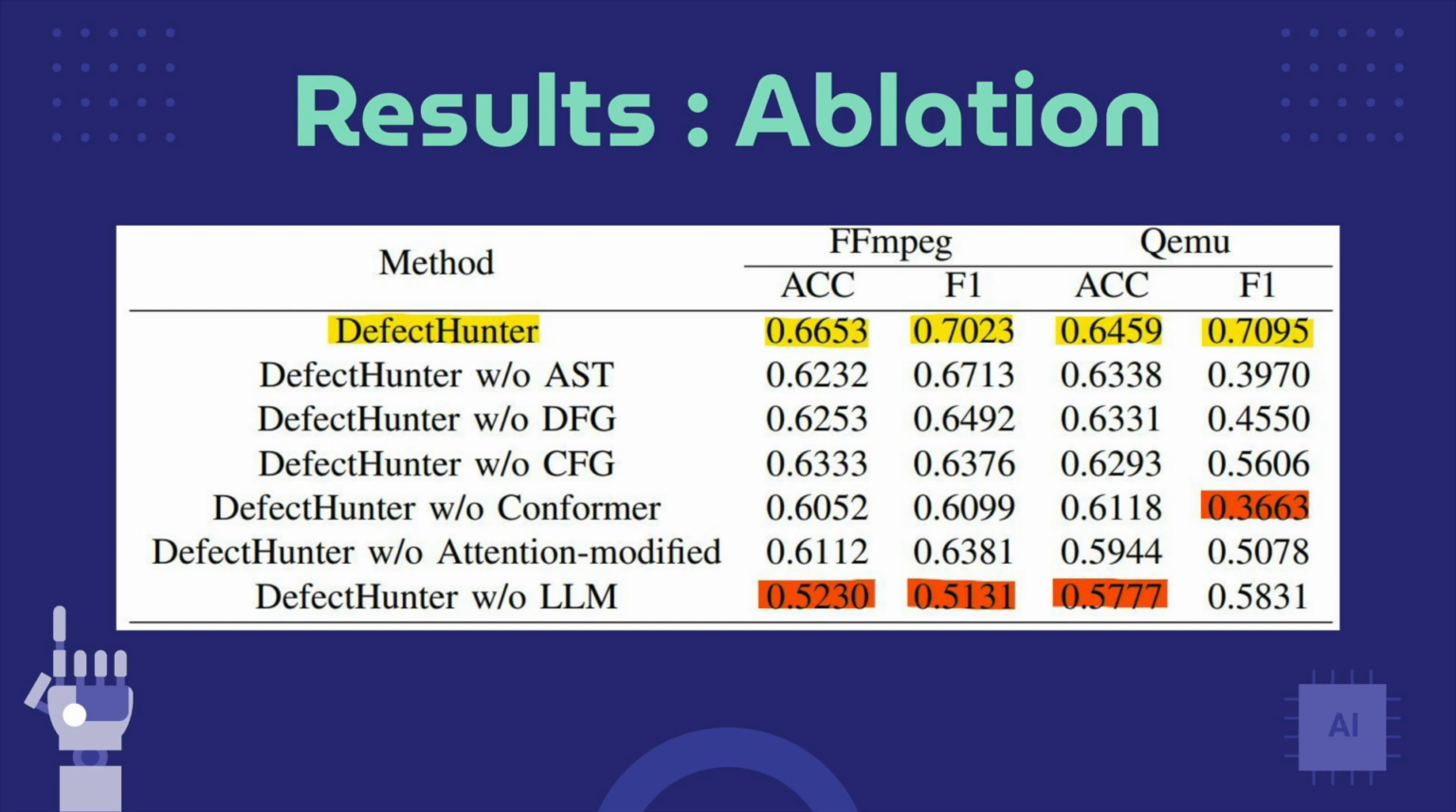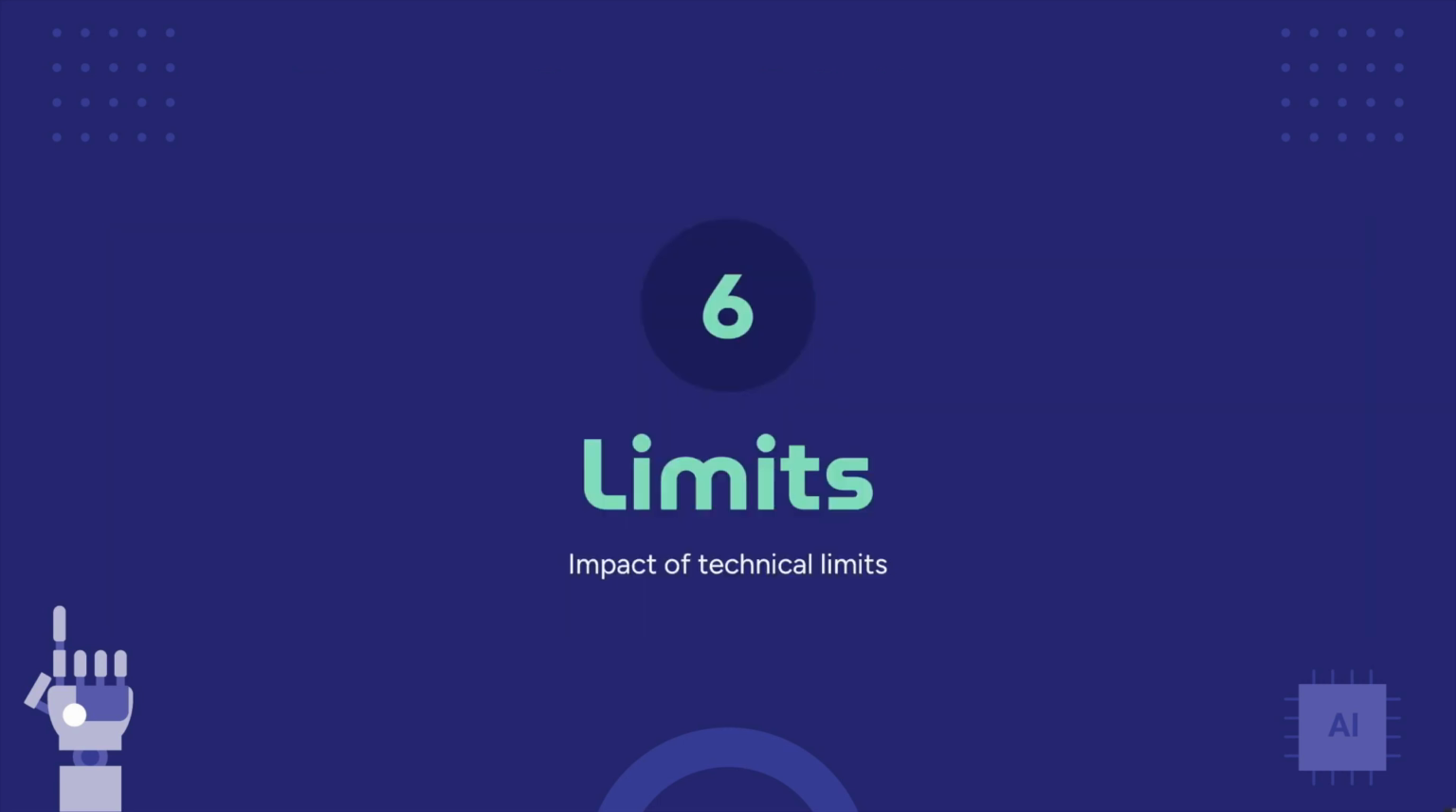Particularly, omitting the language model leads to the most significant performance drop. Similarly, excluding the conformer component can yield poor outcomes in certain scenarios, underscoring the importance of each element in the model. There are some technical limitations, though.